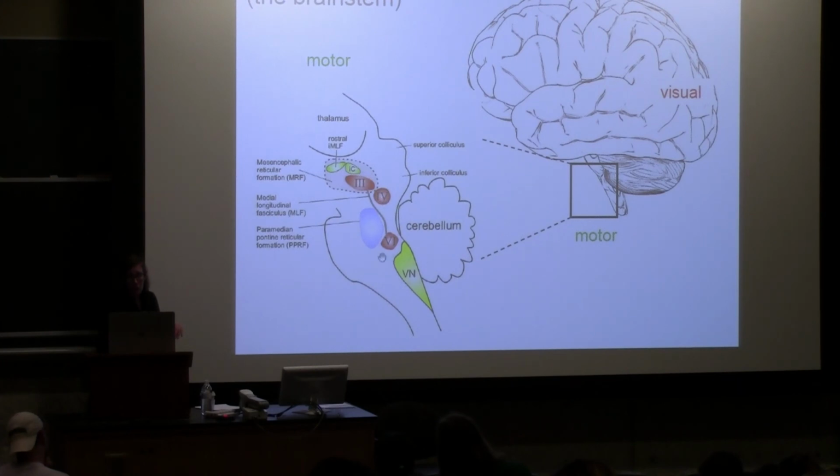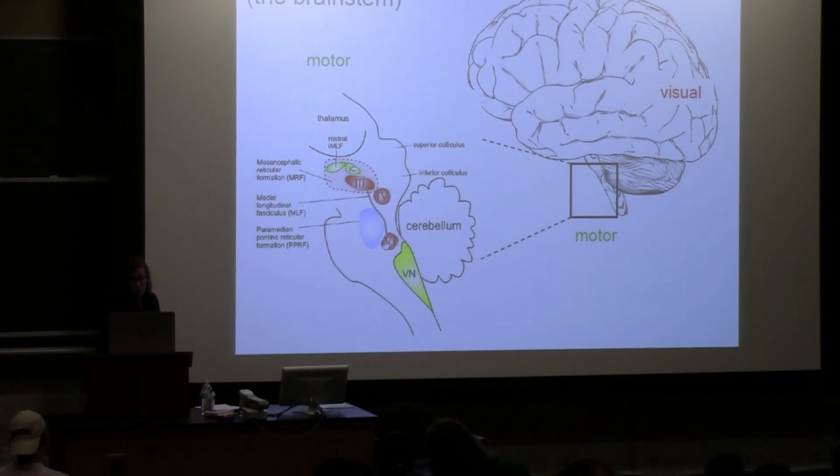And then down here you have the 6th nucleus, which is the abducens. You have a number of cranial nerves. So these are the nuclei that have cranial nerves coming out and are hooked up to activate your eye muscles. And in addition, I'll show you a couple other things.